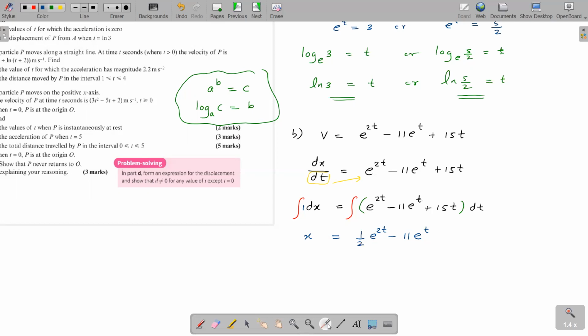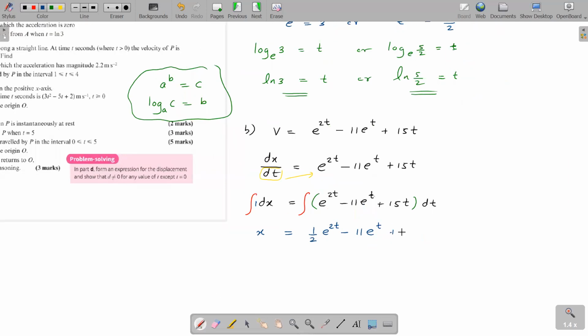I did not state the set of rules, now I'm immediately using it. And the other one, 15t, is going to be 15t square over 2. Are we done with the integration yet? No, after you're done with the integration, you must remember to put a plus c.